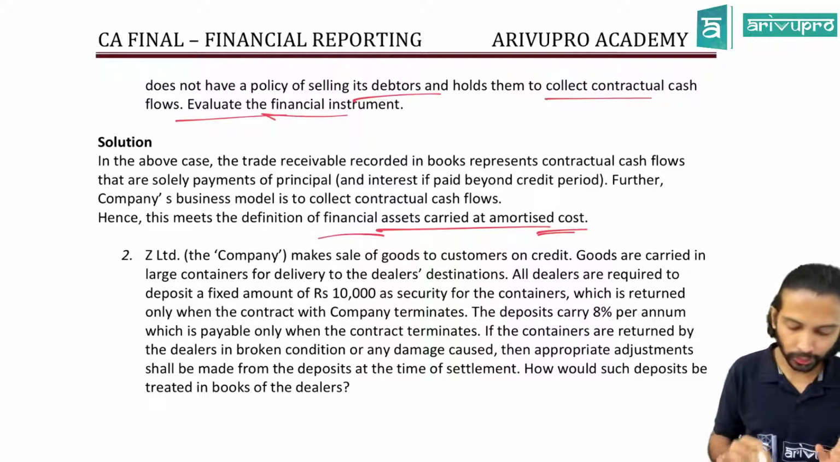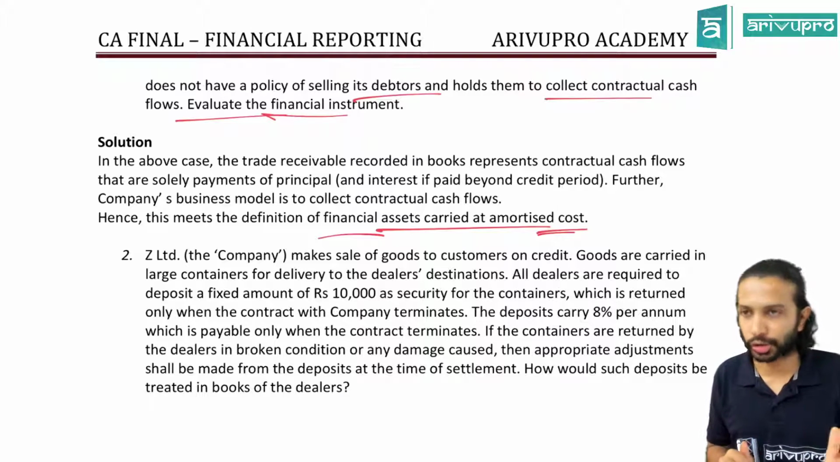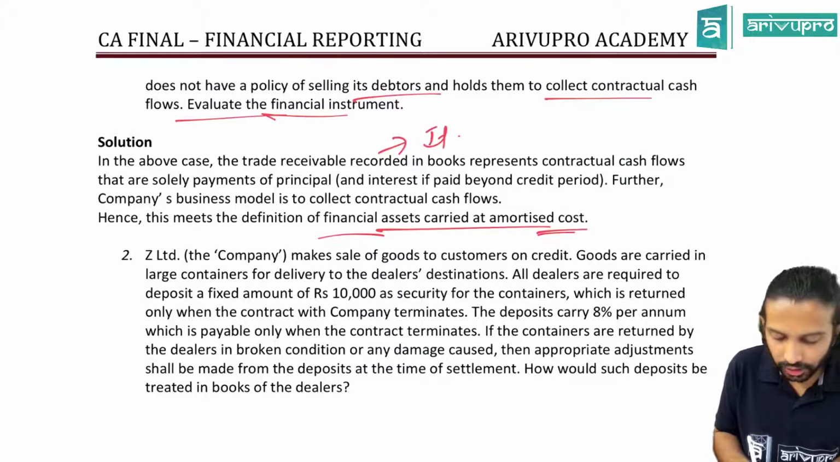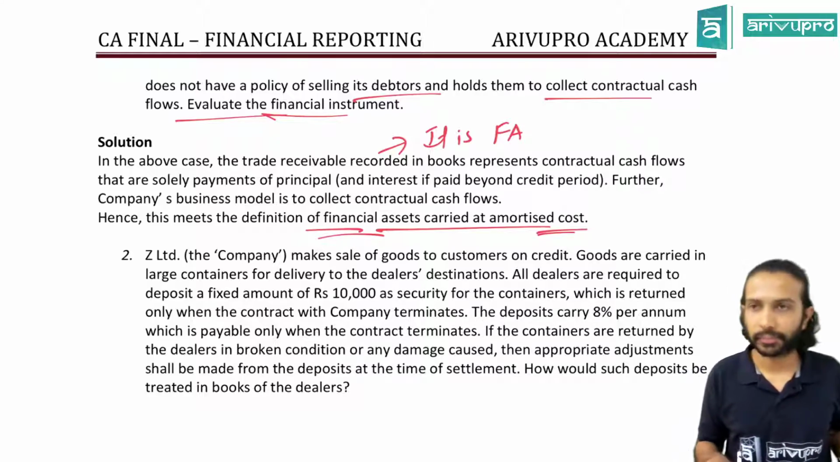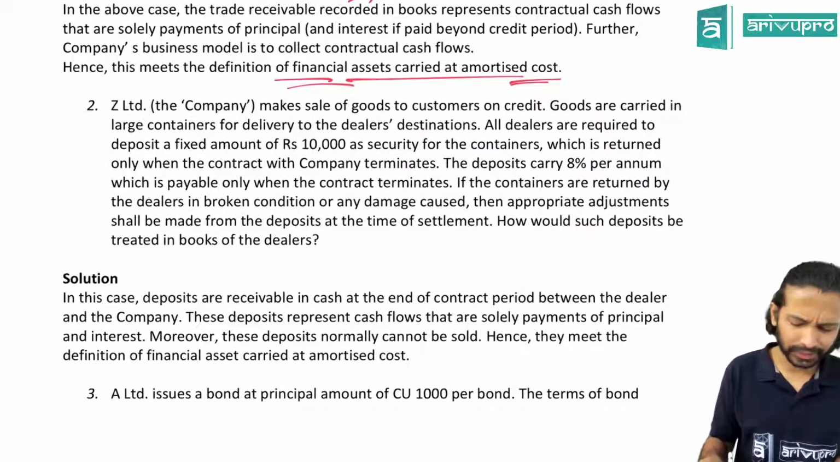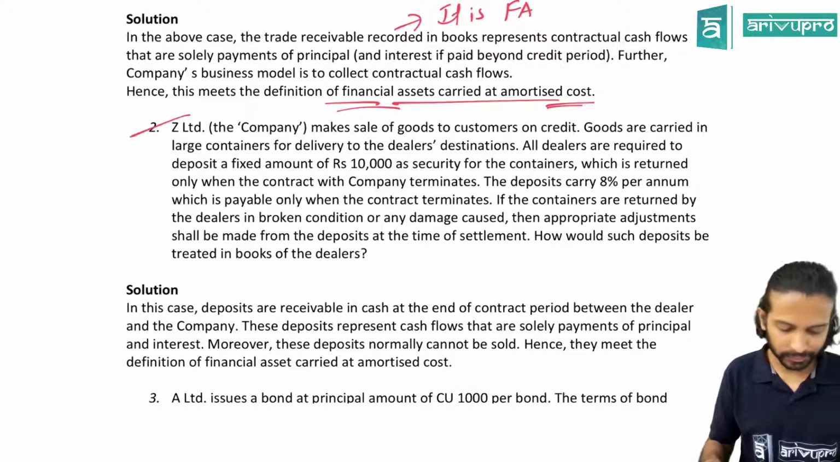First of all, as far as this question is concerned, what is the solution? It is a financial asset. Correct? Fair enough? That's all. It meets the definition of financial asset. Just underline that. Which method you measure it by, we'll take up later. Easy. Can we move on to the next one?